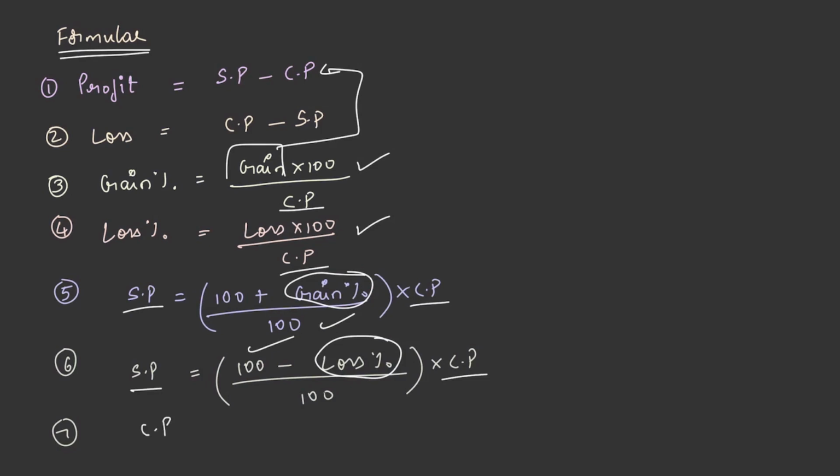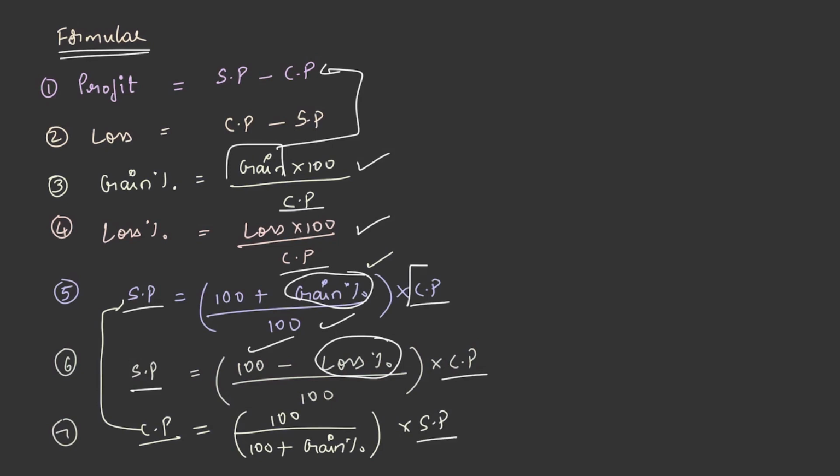Now let's understand the formula for cost price. If you know the gain percentage, then the cost price formula is nothing but the reciprocal of the selling price formula. That is 100 by 100 plus gain percent into selling price. The only difference in the formula is we take selling price instead of cost price and we reciprocate the selling price formula. This is when the gain percentage is known.